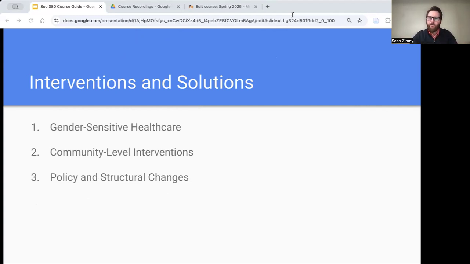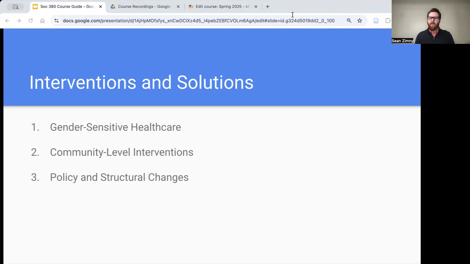So let's talk about the types of healthcare interventions that could be had. So number 1, gender-sensitive healthcare. So training healthcare providers to recognize and address gender-specific needs and biases can improve outcomes. So policies promoting equitable access to gender-specific care, like maternal health services or prostate cancer screenings, for example. These things are essential. So those gender-specific healthcare, identifying that, making sure that we're including folks from non-binary and transgender populations in this gender-specific care is really important.